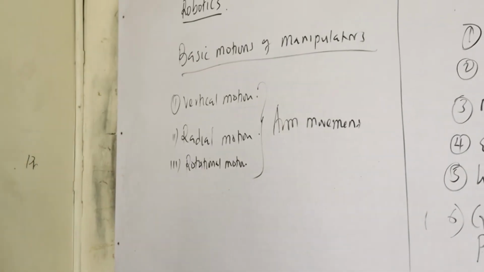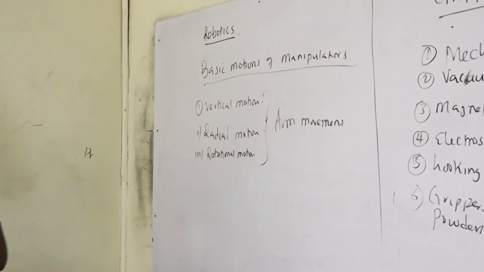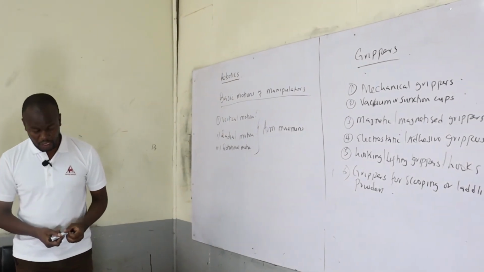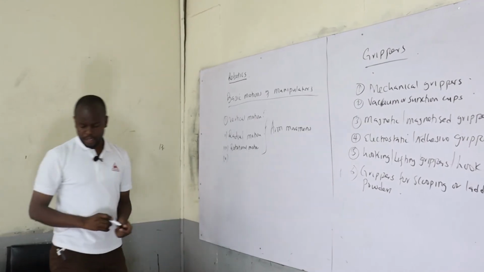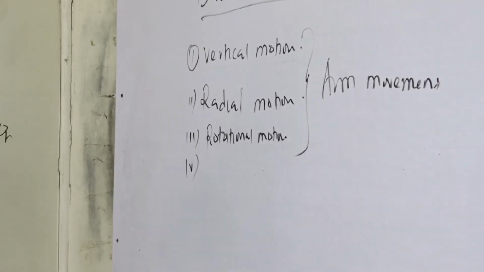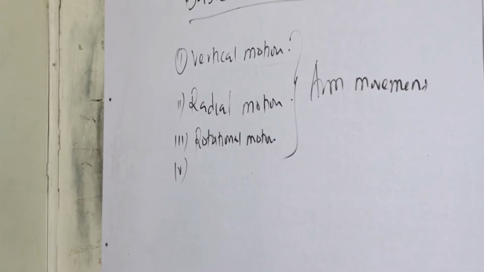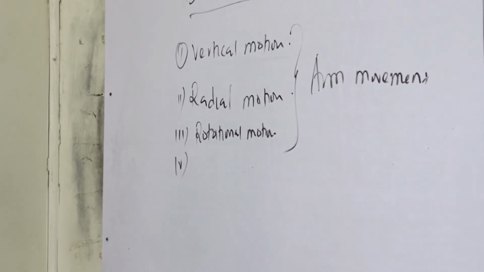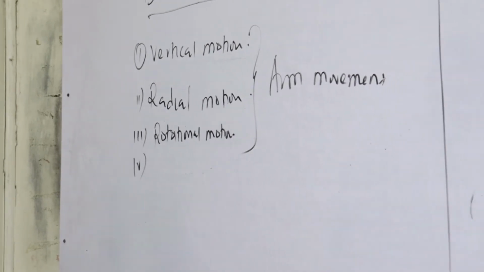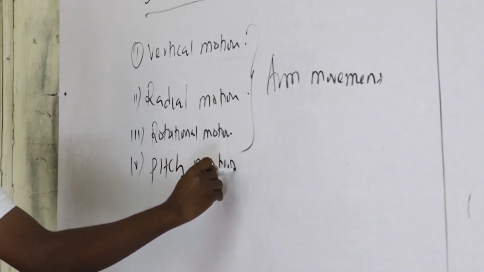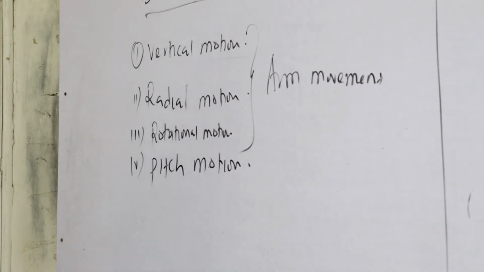We can continue with the other motions. The other three usually involve the wrist component. The fourth degree of freedom is what we usually refer to as the pitch motion. When you talk of the pitch motion, this usually enables up and down movement of the wrist, and also involves rotational movement as well. At times, it is referred to as wrist bend. So this is what we refer to as the pitch motion, and as we have said, it usually involves up and down movement of the wrist, and also rotational movement as well.